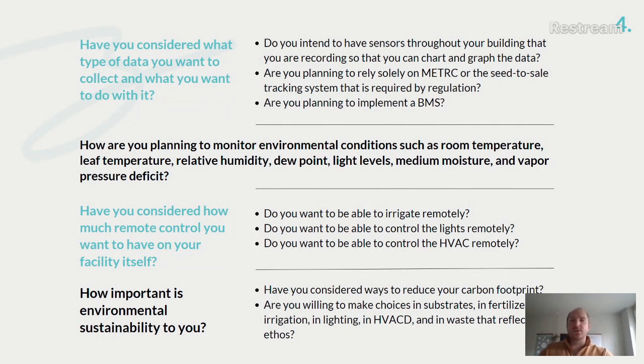Leading to the next question, which is how are you planning to monitor all your environmental conditions, such as room temperature, leaf temperature, humidity, light levels, and everything here, vapor pressure deficit? Most of the time, this is going to happen with a varying level of sensors in your grow rooms, in your interstitial spaces, and just in your dry rooms. Basically, every room should have some level of sensing capability in there.